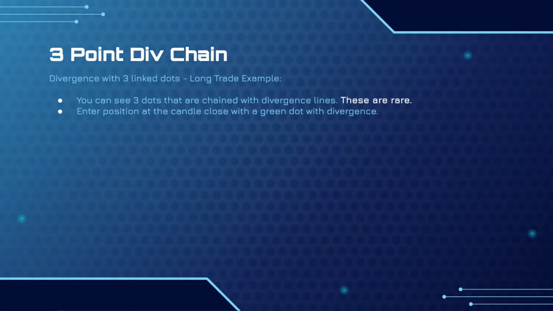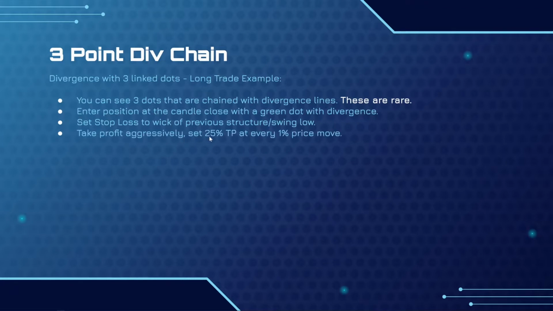You enter your position at the candle close with a green dot with divergence, and you set your stop loss to the wick of the previous structure low or swing low. And take profit is aggressively set to 25% of the entire position every 1% price move.